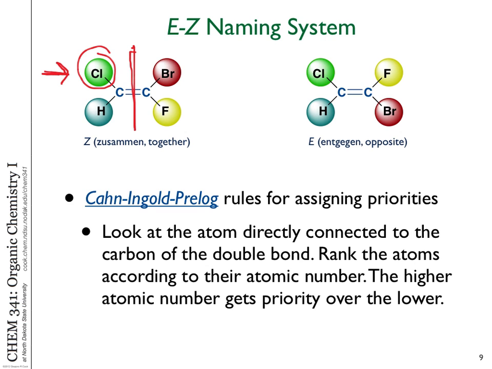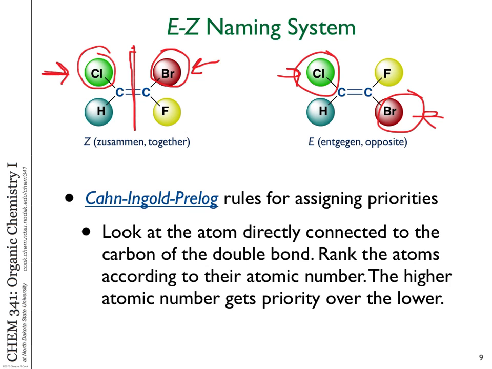On the right side we have a fluorine and a bromine. Which is the higher atomic number? Bromine. This is why I would name this as the Z isomer, because the highest priority groups are on the same side of the double bond. And if I switch that around as I've done on the right here, the highest priority group, chlorine, and the highest priority group, bromine, are now on opposite sides.